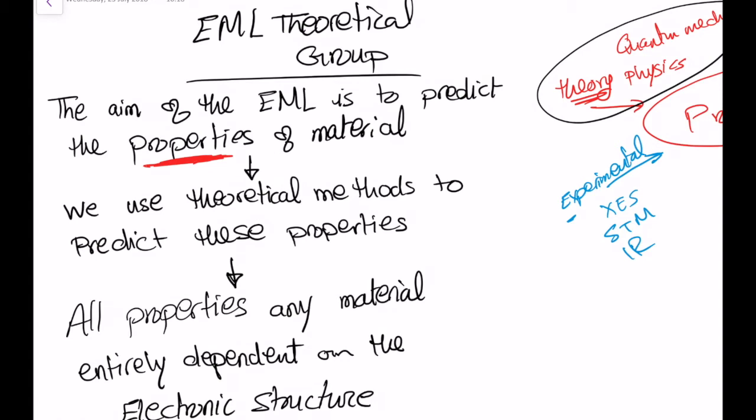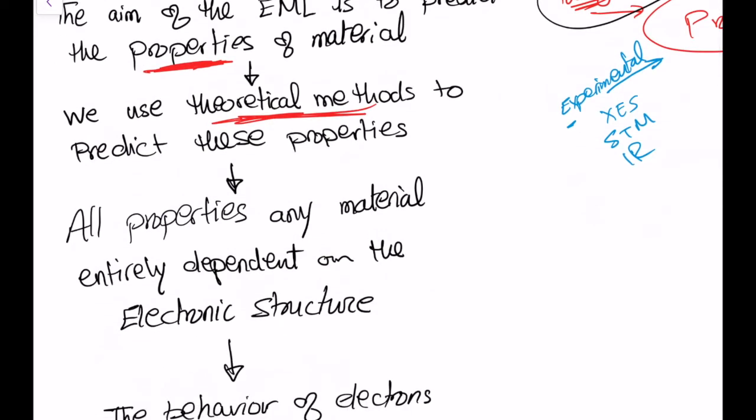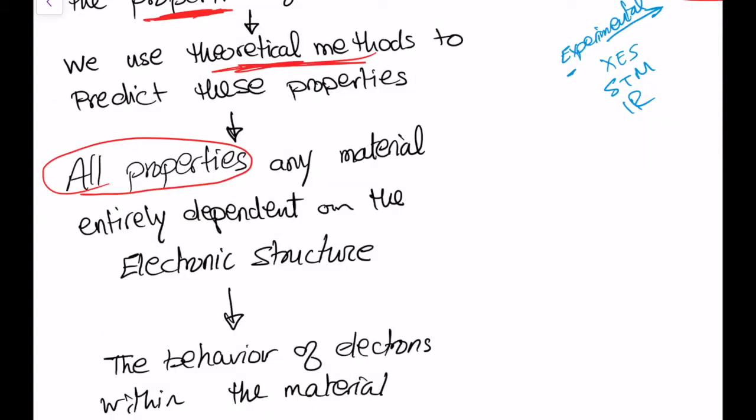specified materials. Our theoretical group uses theoretical methods, and theoretical methods involve physics or quantum mechanics calculations. The advantage that the theoretical group has over the experimental group is that theoretically you can get all the properties of the material. This is because the theoretical method is based on just getting the electronic structure of the materials correctly. And if you have the electronic structure correctly, you can predict all the properties of the material, because all the properties of any material are entirely dependent on the electronic structure.